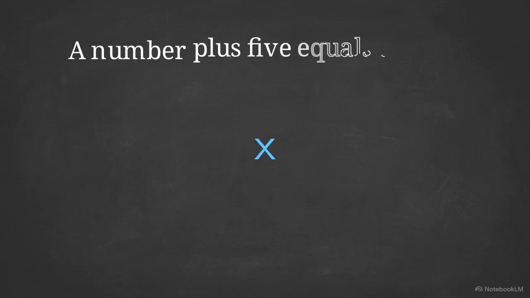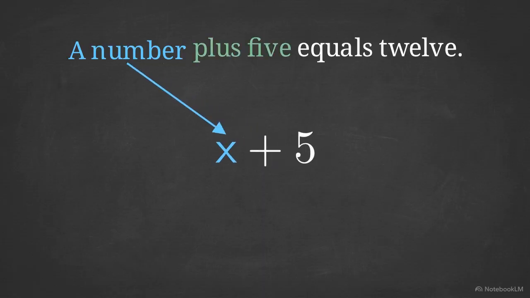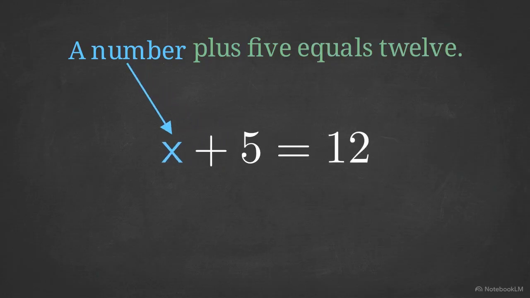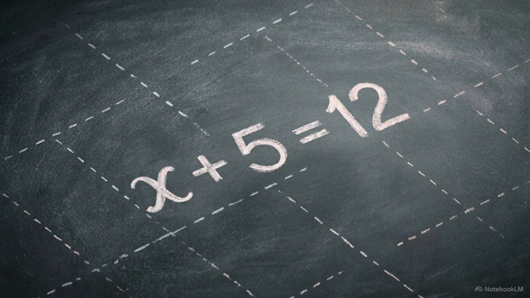We are going to translate a specific sentence into math. The sentence is, a number plus 5 equals 12. We translate this phrase by phrase. The first part, a number, represents our unknown value, so it becomes our blue X. Plus 5 becomes the mathematical symbols plus 5, and equals 12 becomes the equal sign and the number 12. This direct translation has converted a verbal concept into a mathematical framework that is ready to be solved.